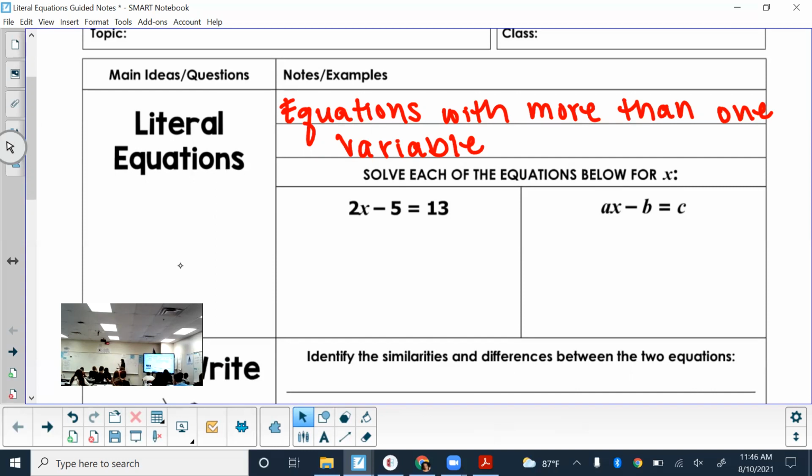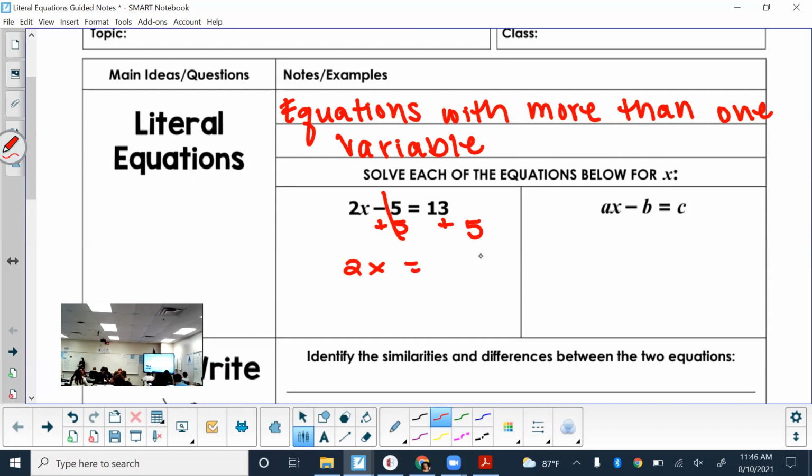So are we getting rid of the 2 or the 5 first? The 5. How do I get rid of it? I add 5. So do that to each side. On the left side, what do I end up with? 2x on the left, because the 5's cancel. On the right, what's 13 plus 5? 18, good.